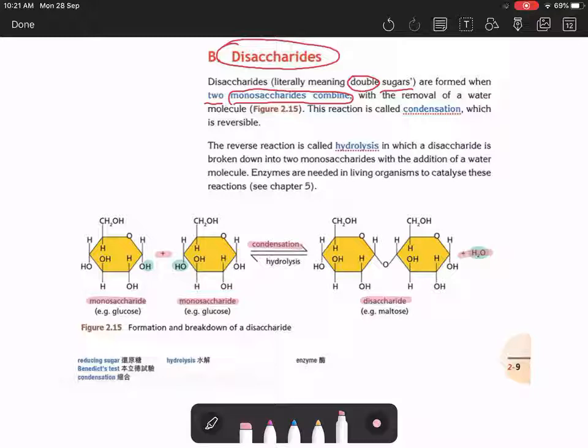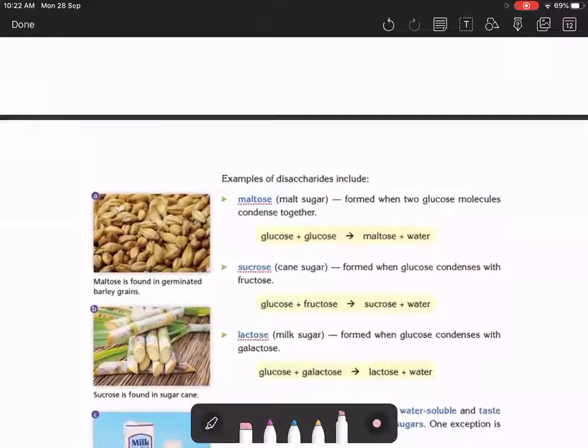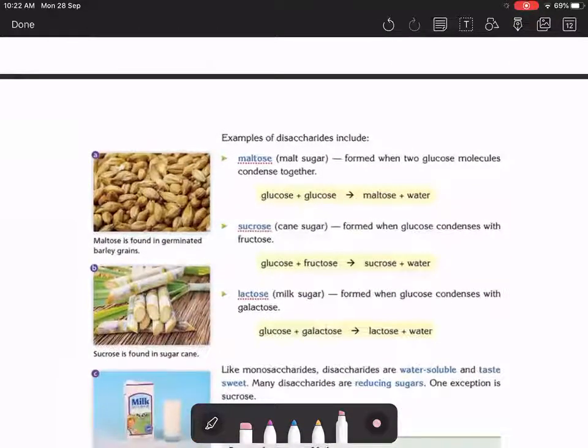I show you examples. Turn to page 10. Page 10. Here. As we know, glucose is a monosaccharide. Glucose and glucose will form maltose. Maltose is a disaccharide, formed with water. And then write the notes here. The name of the reaction is called condensation.